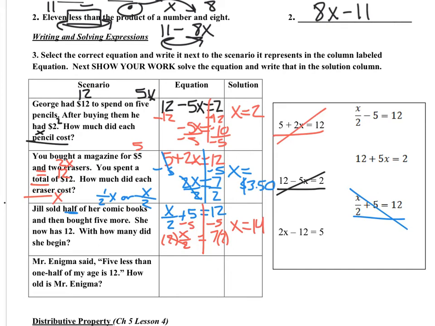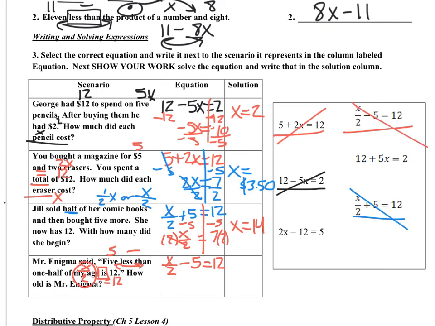Then our last part, Mr. Enigma said, 5 less than 1/2 of my age is 12. How old is Mr. Enigma? Okay, so that's what we're trying to find. And let's see, we have 5 less than, I'm going to have to flip it, so write myself a note. 1/2 of his age, well his age is x, and half of his age is x over 2, equals 12. So I'm going to start with x over 2, because that's what goes in the front. Subtracting 5, I've already switched it, it's going to equal 12. And that equation is here, x over 2 minus 5 equals 12.